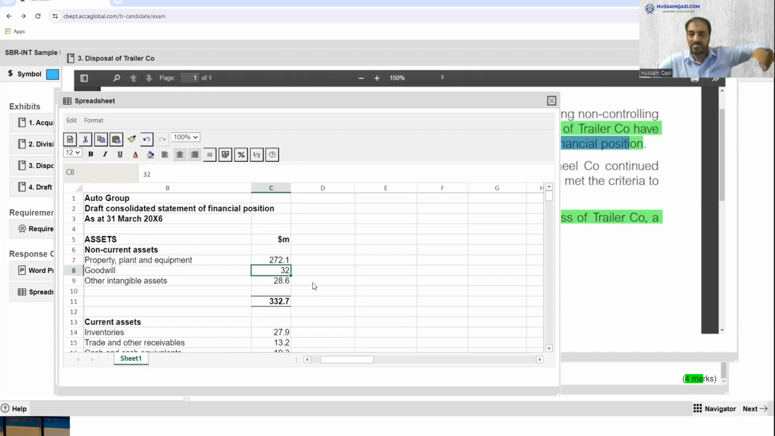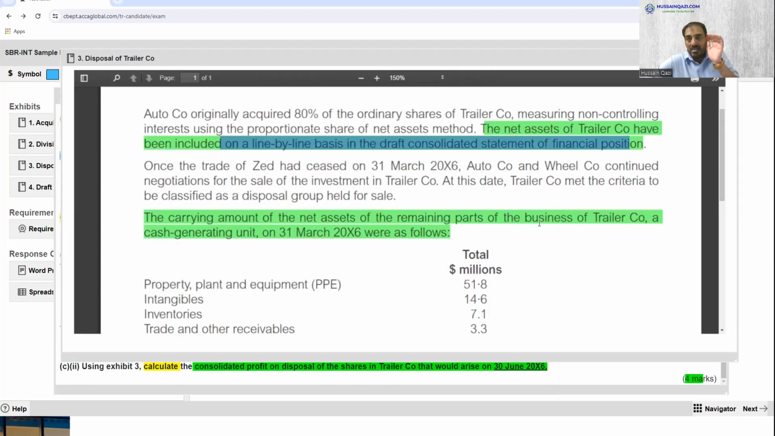The trailer, maybe some other subsidiary. It's no, that's why here is the goodwill of 32, not exactly the 19. So leave this point, but we have to accept this point: line by line basis with the draft consolidated balance sheet, all net asset of the trailer have been included.